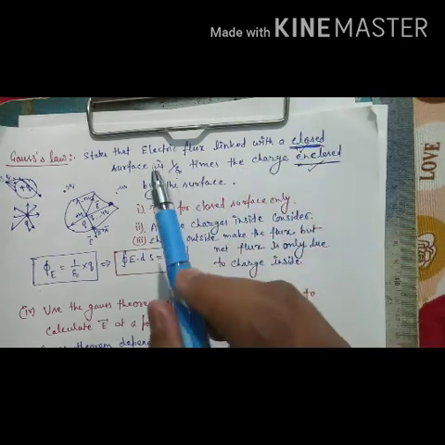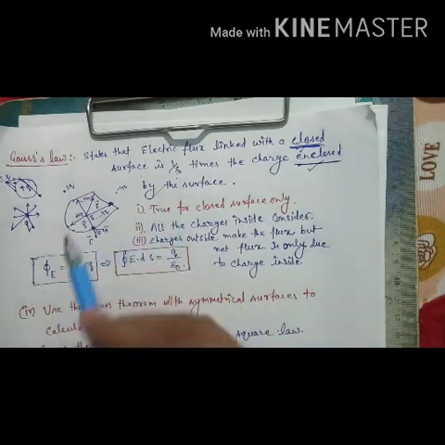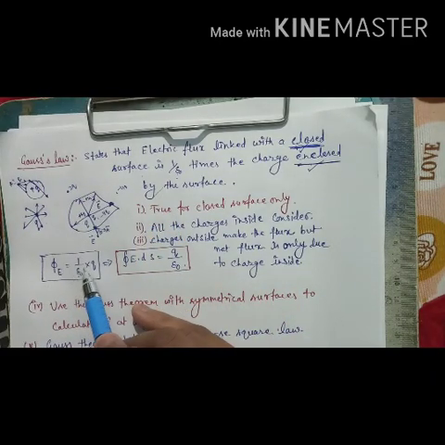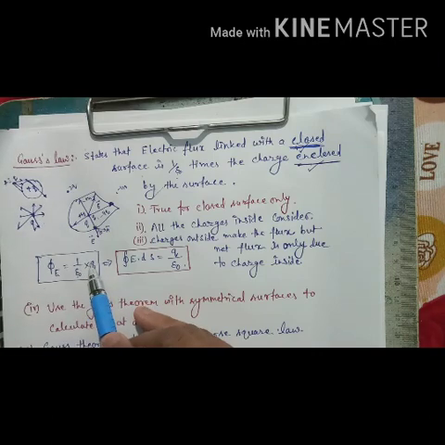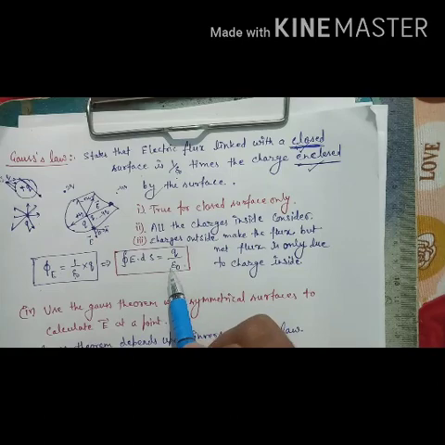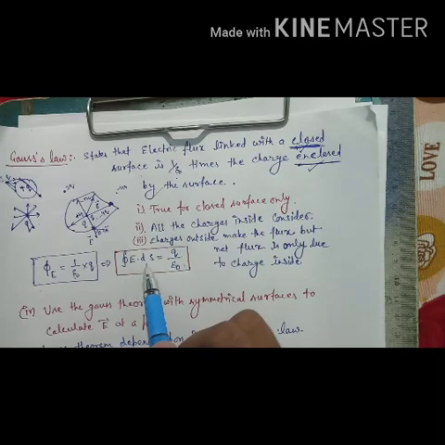So this statement we can write as phi E is equal to 1 upon epsilon naught multiplied by q. So the integral of E dot ds is equal to q upon epsilon naught. We know that electric flux phi E is equal to the integral of E dot ds.